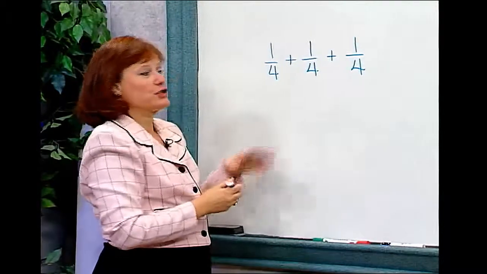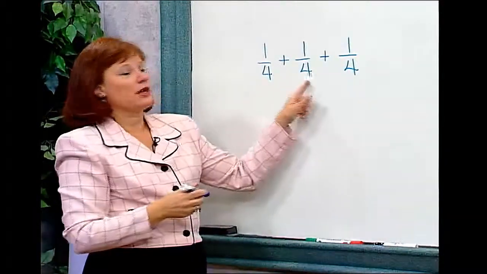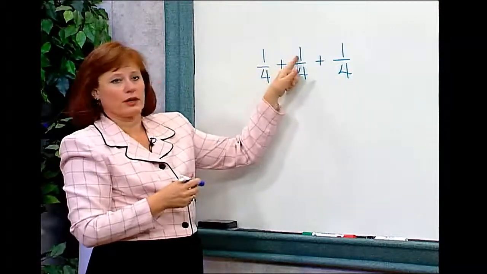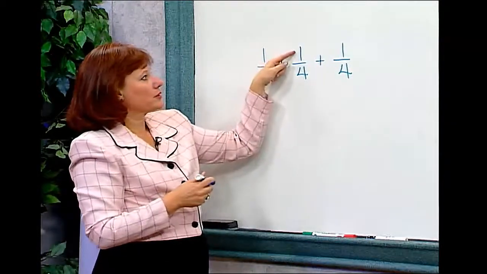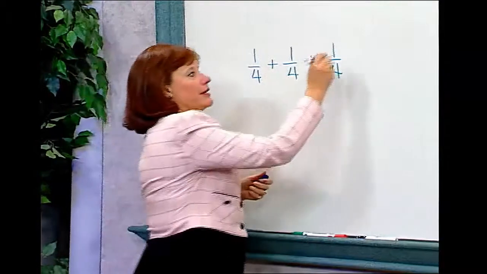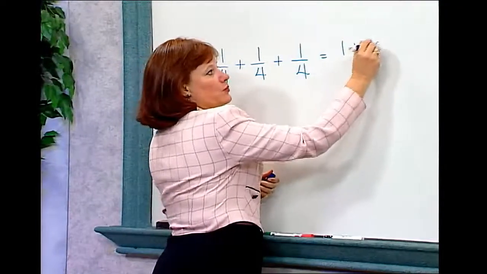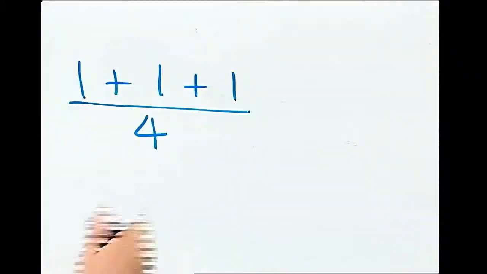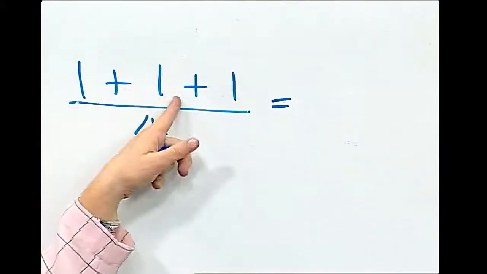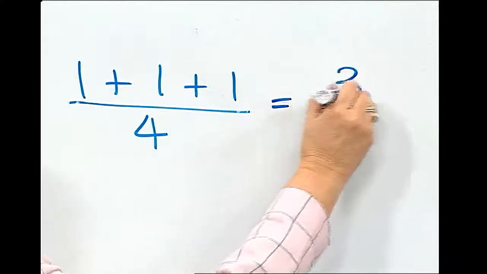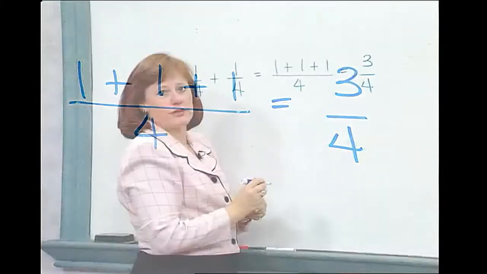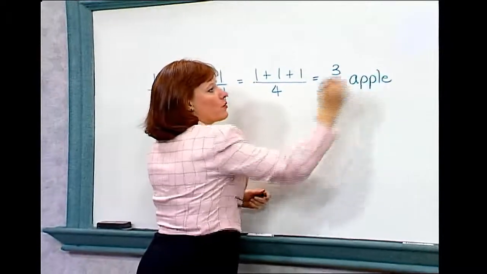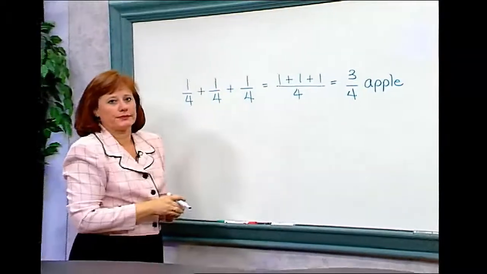Now we can add the fractions just like this. We leave the denominators exactly the same. We're not going to do anything with them. We'll just add the numerators. 1 quarter plus 1 quarter plus 1 quarter is the same as 1 plus 1 plus 1 all over the same denominator. 1 plus 1 plus 1 is 3, and the denominator stays the same. So Jane ate 3 quarters or 3/4 of the apple.